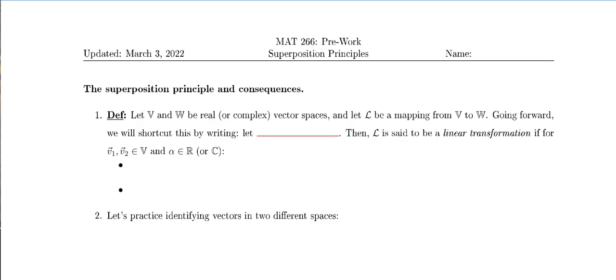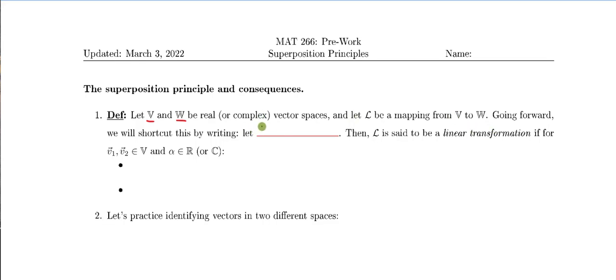If you haven't seen it before, this will be a good time to take notes. And if you have seen it before, I think that you'll find that this is just a helpful review anyway. So let's suppose we've got two real or complex vector spaces. I'm calling them V and W. Then a linear transformation is a mapping from one vector space to another that has certain characteristics.